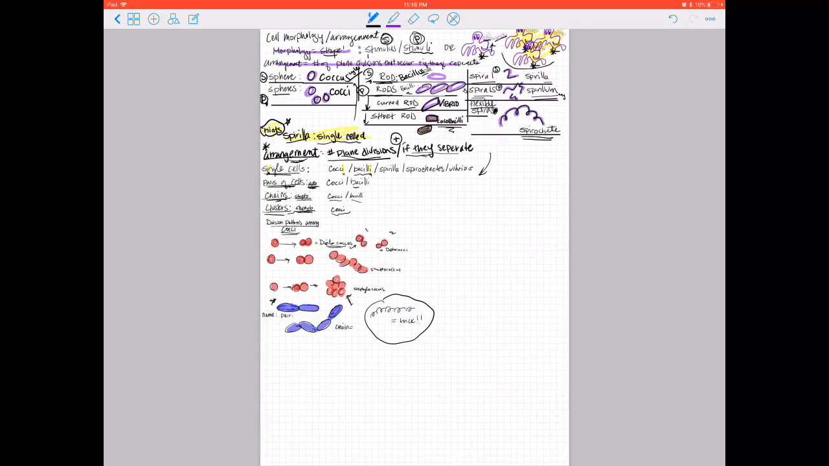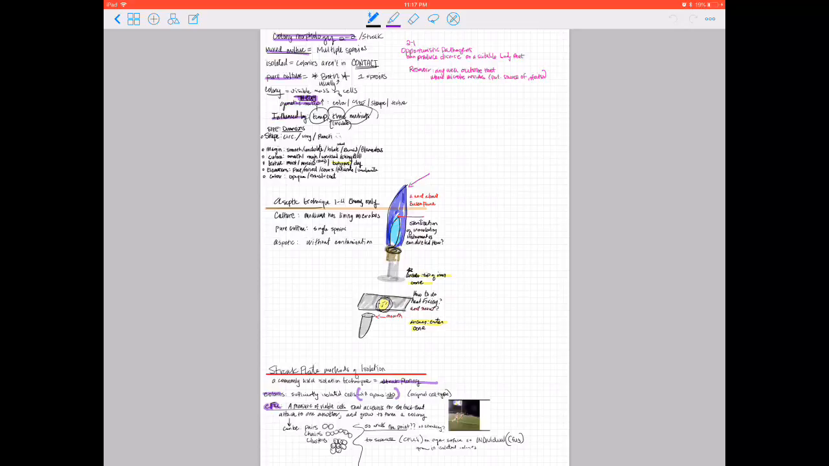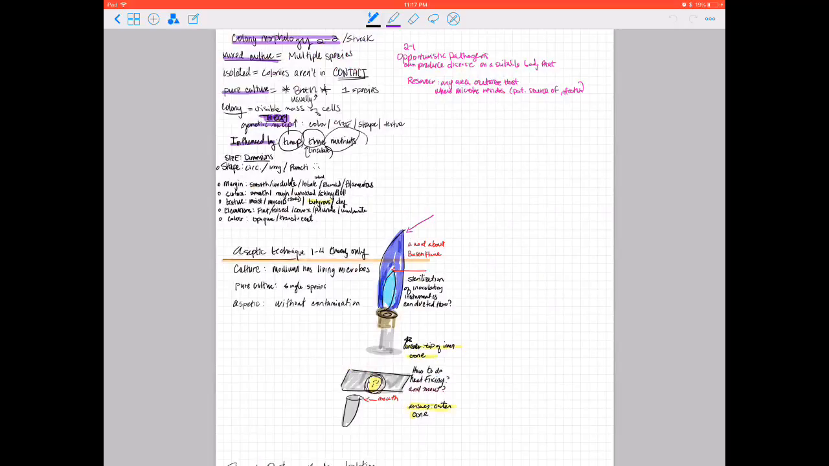Okay, so that's cellular morphology and arrangement. I hope that octopus and octopi and stimulus and stimuli was helpful for you to not confuse them, because it is easy to get confused. Moving on to colony morphology. Now we're talking about colony morphology. Remember, when we talk about colonies, we're usually associating that with a plate. Boom. That's my plate right there. And let's go through some terminology.